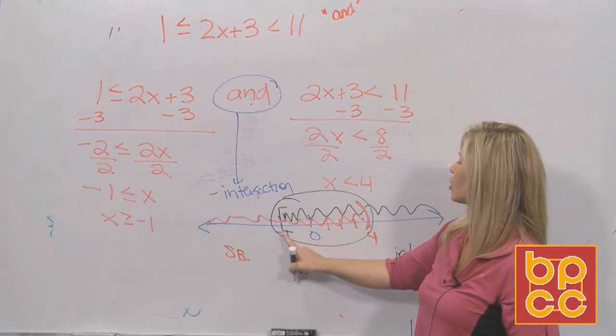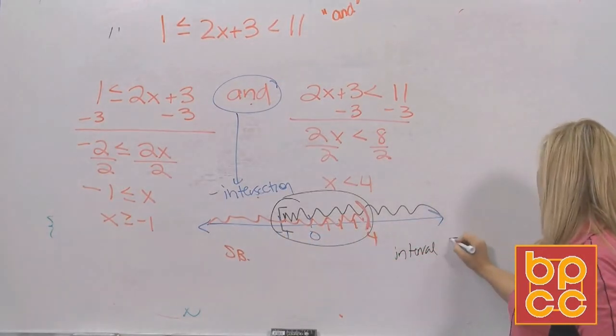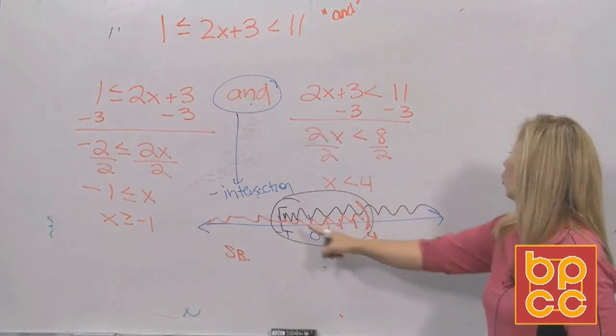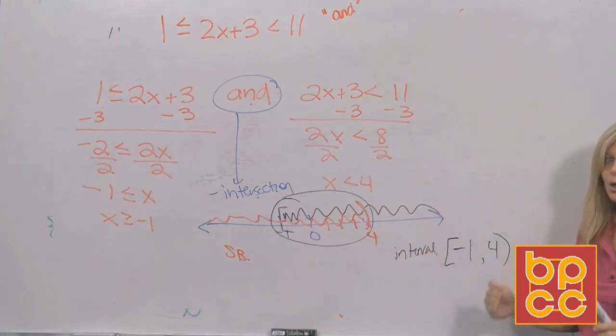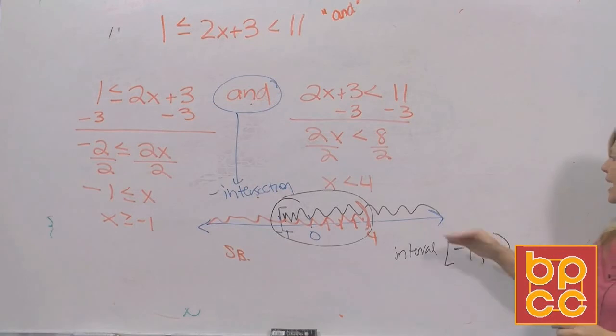Now, it's much easier to write the intersection in interval notation because we could see it. Where does that intersection start at? It starts at -1 with a bracket. Where does that intersection end at? It ends at 4 with a parentheses. You're telling me all the numbers they have in common are between -1 and 4.